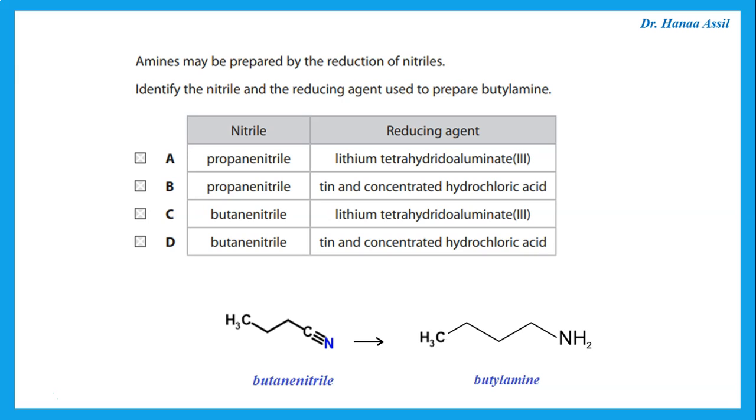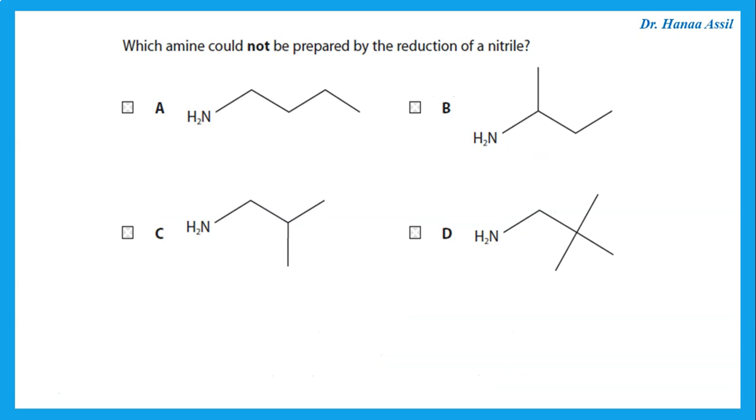Now, in order to change butane nitrile or butyl nitrile into butyl amine, what should I use? I should use lithium aluminium hydride or hydrogen in presence of nickel. Remember that that is the same as lithium tetrahydroaluminate, LiAlH4. Which amine could not be prepared by the reduction of a nitrile?